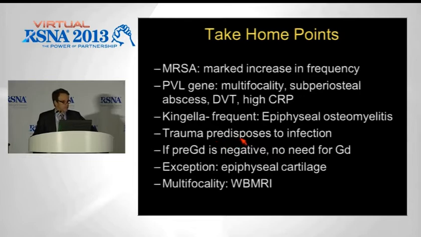Trauma predisposes to infection in about 1/3 of the cases. If pregadolinium is negative, then you do not need gadolinium because gadolinium enhancement of nothing is nothing. So you do not need post-gadolinium in those cases. But the exception is epiphyseal cartilage infections in the very young, because infectious chondritis can only be seen with gadolinium enhancement in some of the cases. And finally, multifocality is forcing us to do more and more whole body MRI.